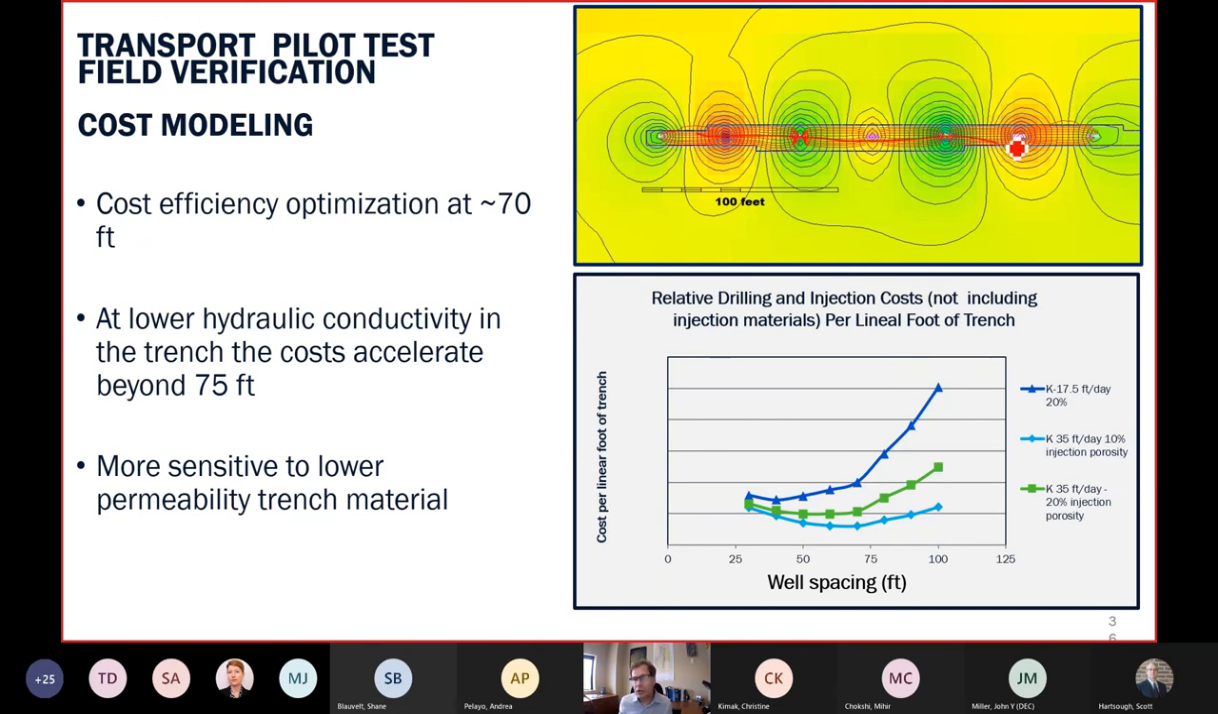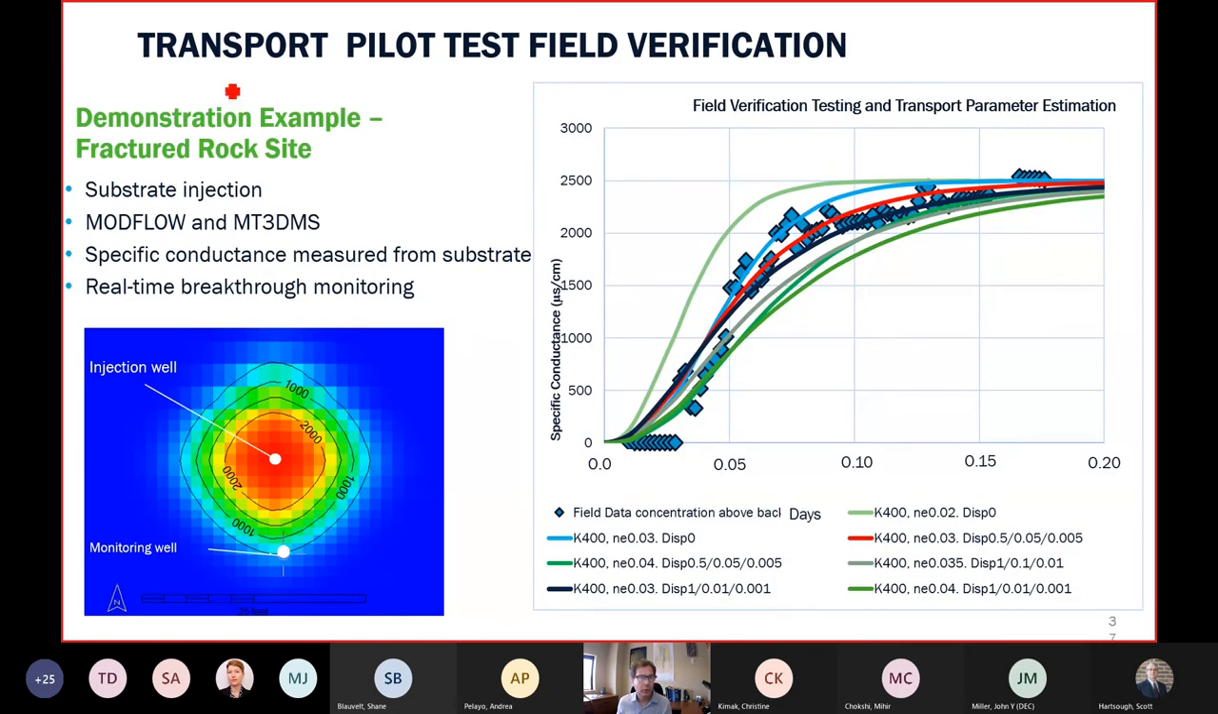So injecting into a trench, we did a bunch of modeling and ended up with a very nice cost analysis in terms of our well spacing. So well spacing and then cost per linear foot of trench, we're able to identify where we're optimized. We can also do fate and transport modeling without the reactive term and look at injections of non-reactive, i.e. non-degrading, tracer. You can see that here: we injected in an injection well, we had a monitoring well, and the triangles are where we're fitting our model output in order to help identify what the dispersion was.